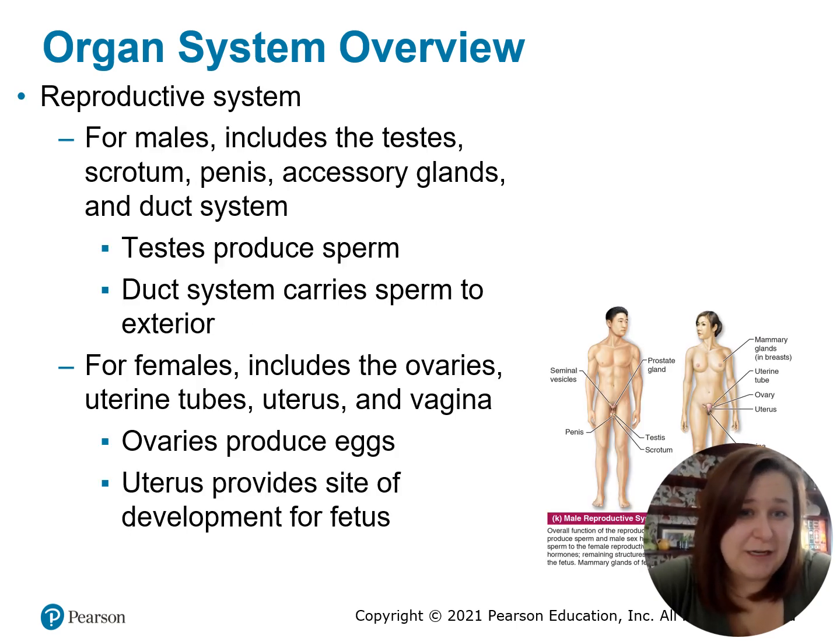The last unit we're going to cover is going to be about the reproductive system. For males, this is going to include the testes, scrotum, penis, accessory glands, and the duct systems. We know that the testes produce sperm, and the duct system is going to carry that sperm to the exterior. For females, it is going to include the ovaries, uterine tubes, uterus, and vagina. The ovaries are going to produce eggs, and the uterus is going to provide the site for the development of that fetus.